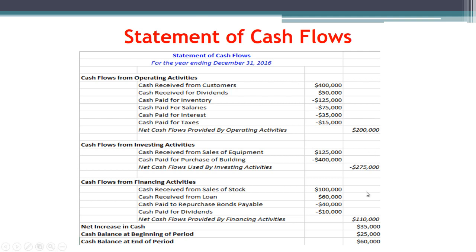We get a subtotal for each of these categories. We have a net increase in cash in this case. We add that to the balance at the beginning of the period to find out what the balance at the end of the period should be. We will go into each of these statements in more detail in later sections, but for now this should provide a good overview of the four statements.